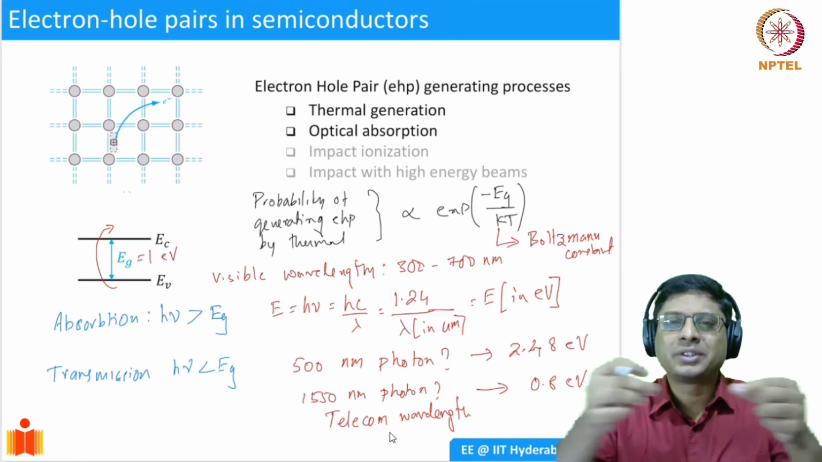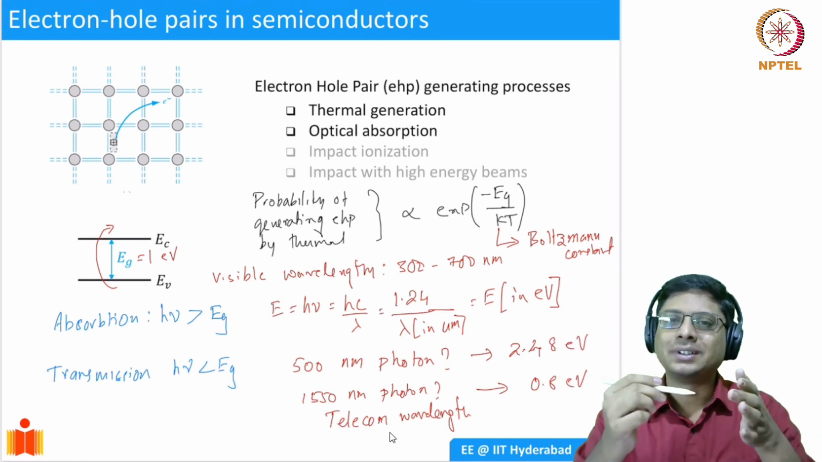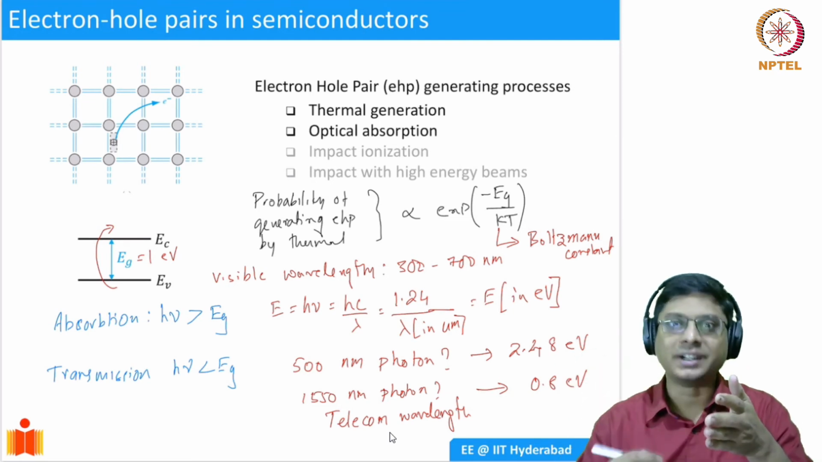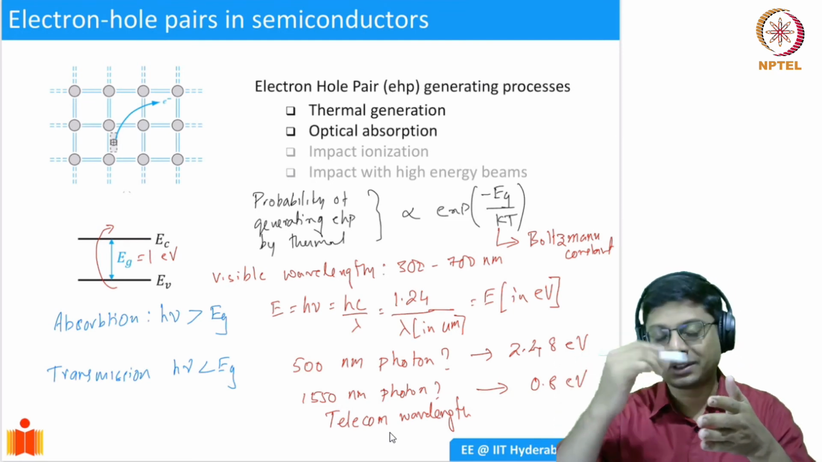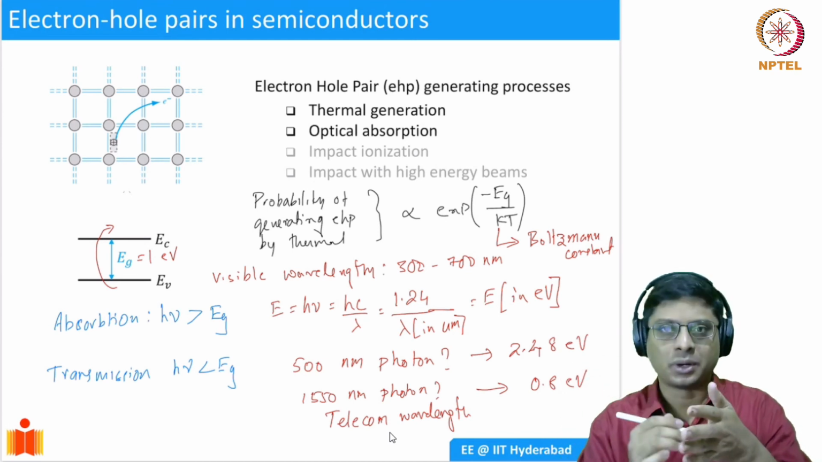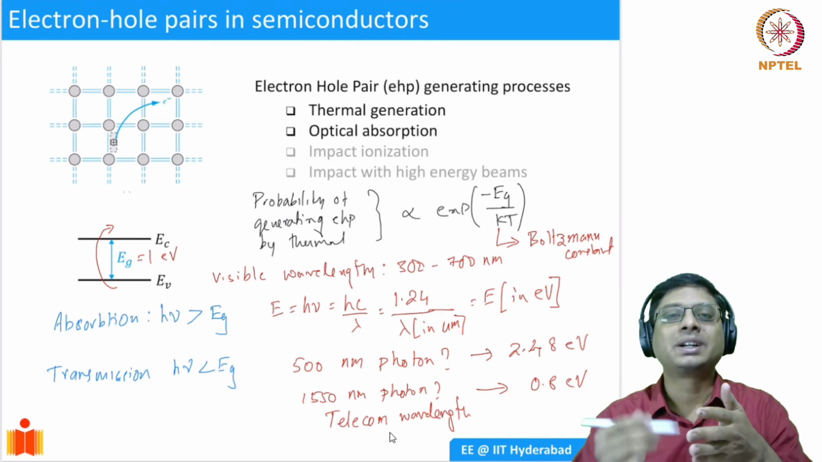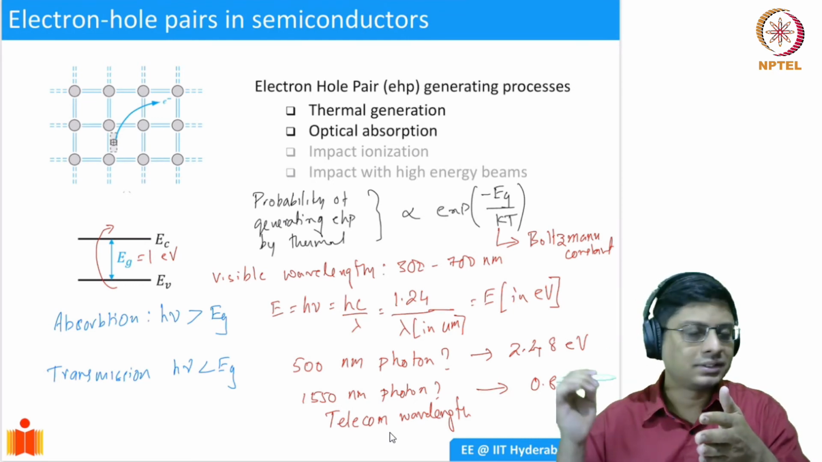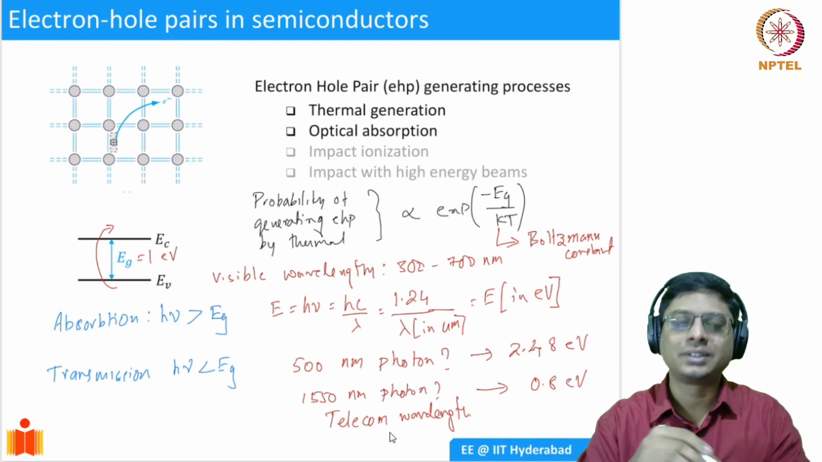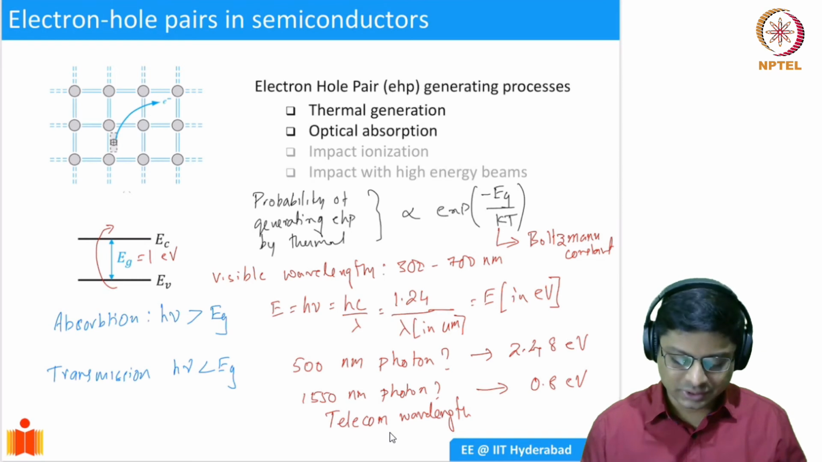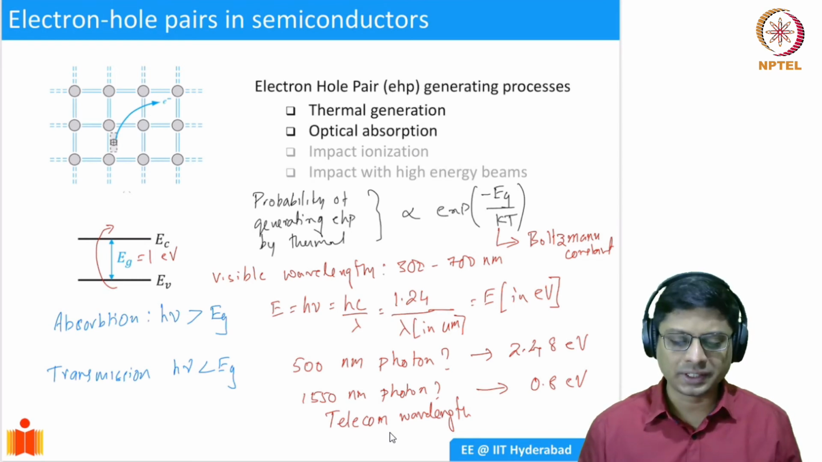Let's say I take a thin piece of silicon and shine this photon. When the electron makes a transition from the valence band into the conduction band, then the photon is getting absorbed. The photon is destroyed. But if this transition doesn't happen, the electron stays in the valence band, then the photon can simply go through it. That's why we say that the photon gets transmitted. All right. So this is the optical absorption process, one of the ways of creating electron hole pairs.